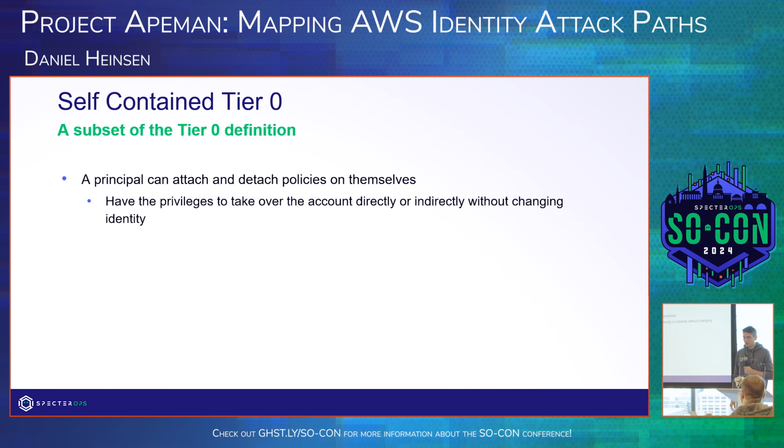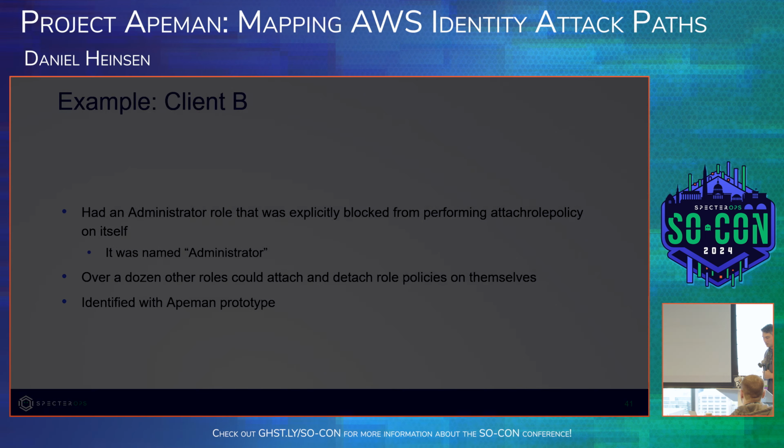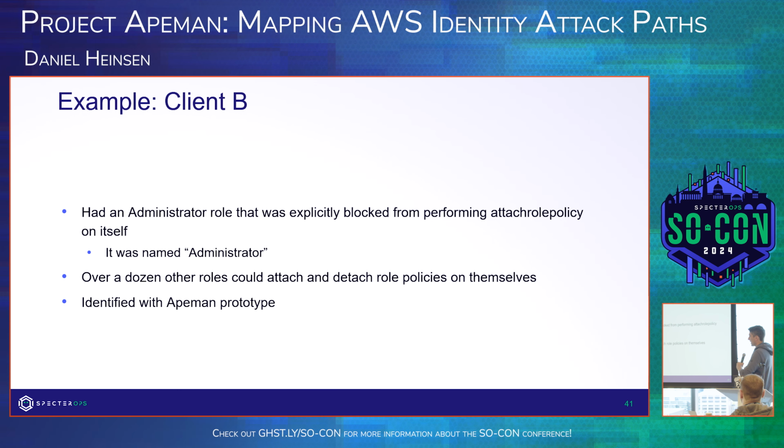And then more importantly, we have this subset of our tier 0 definition, which is self-contained. And what that means is that a principal can attach and detach policies on themselves. And so if you have a principal that can attach and detach policies on themselves, then you are tier 0. And this is just kind of a flex brag. But I was excited about this because this is the first time we actually got to use Apeman, and it actually provided valuable results.